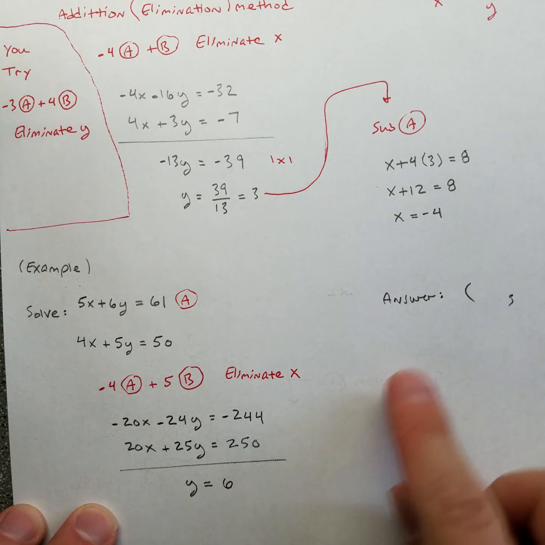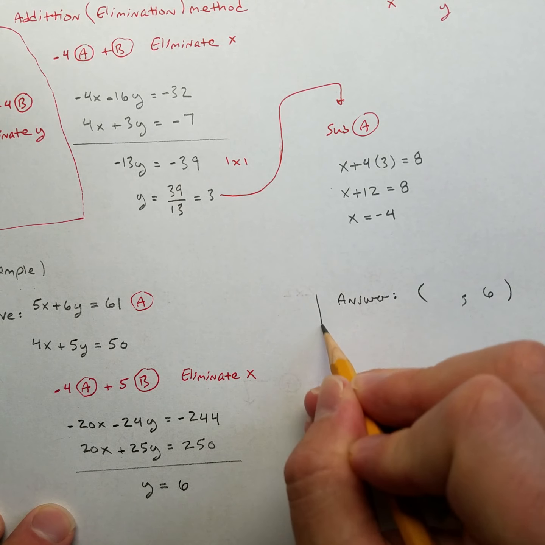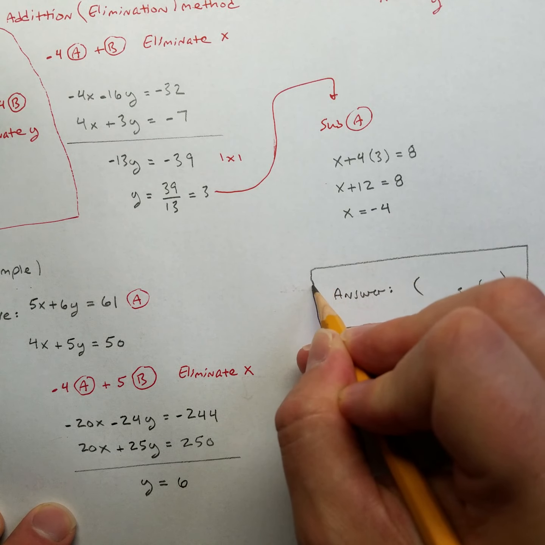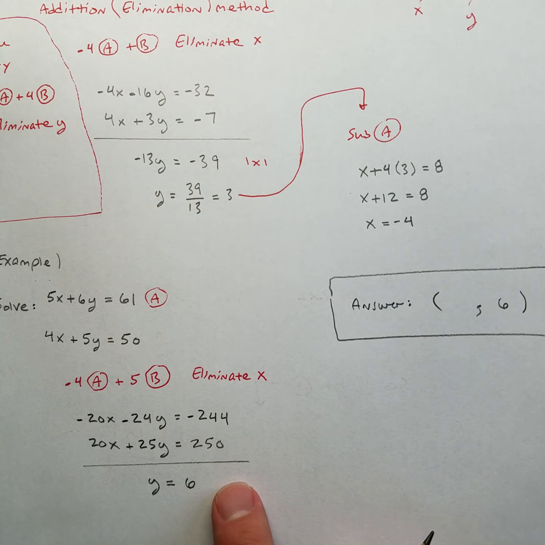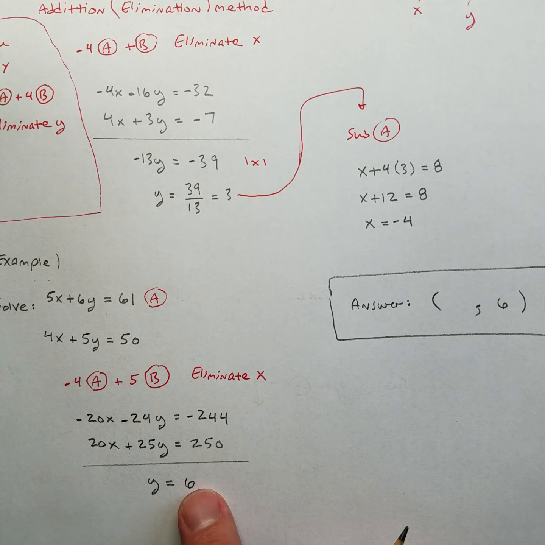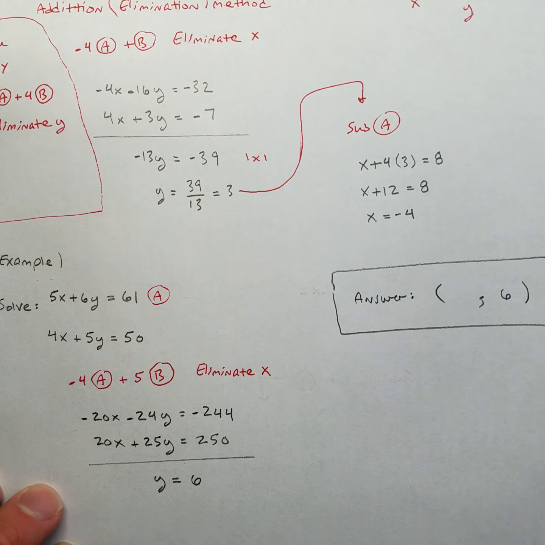X, I don't know yet, but y has to be 6. Okay, sure. Now how do you think we're going to find the x? Well, once you get this first answer, no matter what you do, no matter how you got there, getting the other answer is always done the same way.